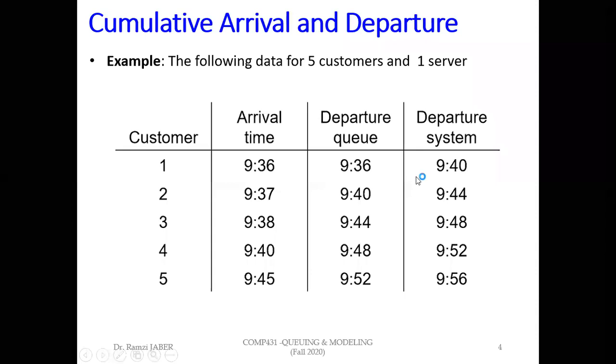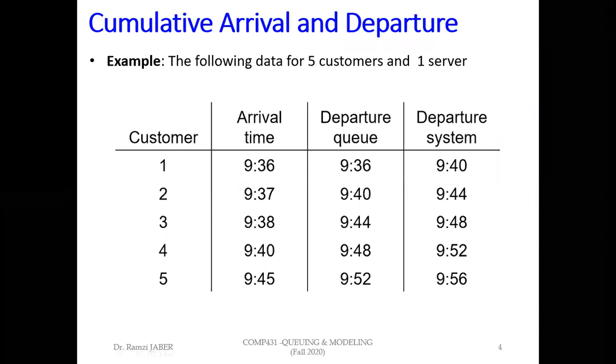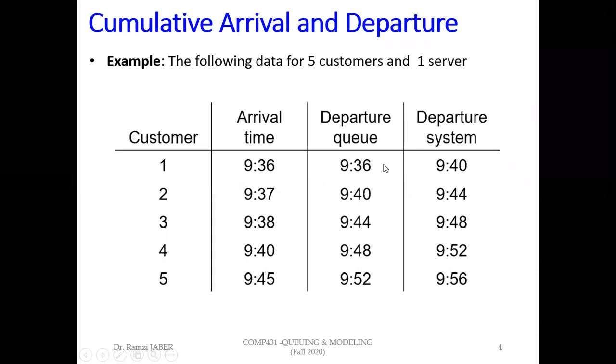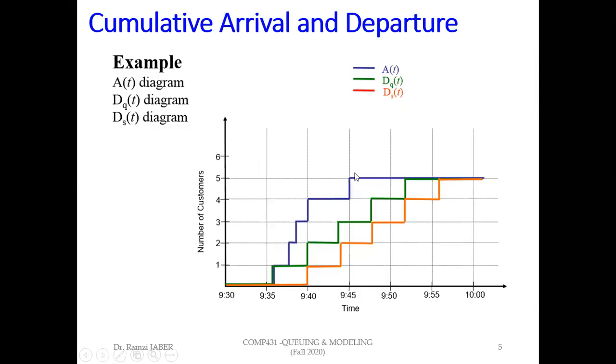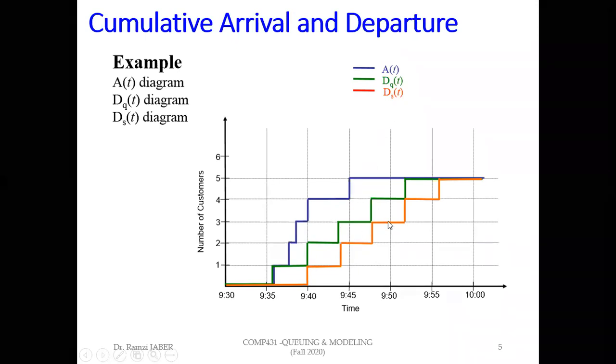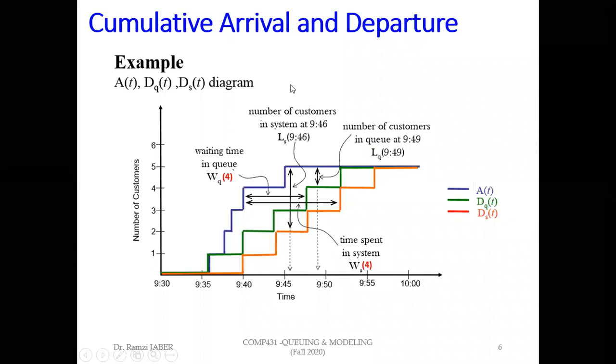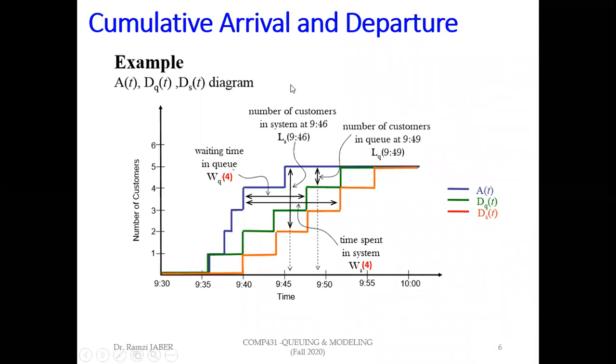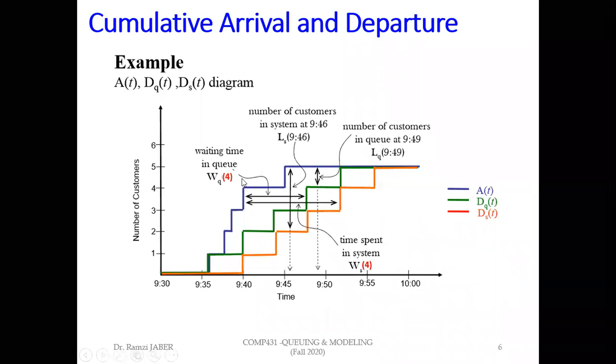Okay. These values, arrival time, departure from queue, and departure from system, we draw them. AT is arrival, DQ is departure from queue, DS is departure from system. So from this graph, graphically, we can conclude for each customer how much waiting time.